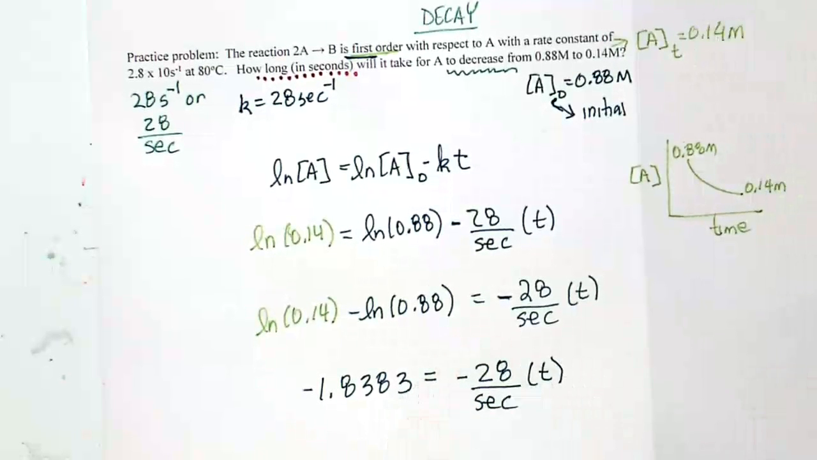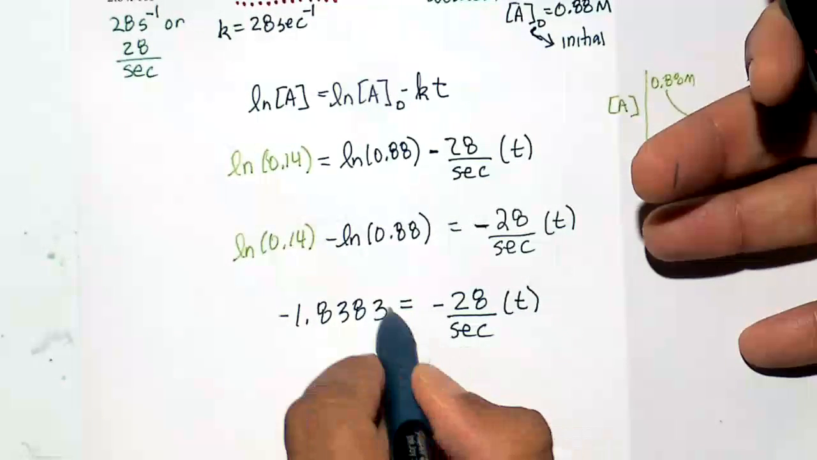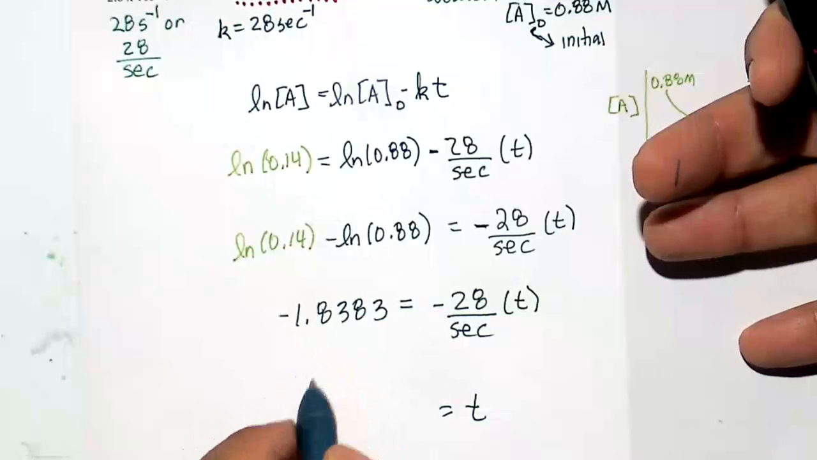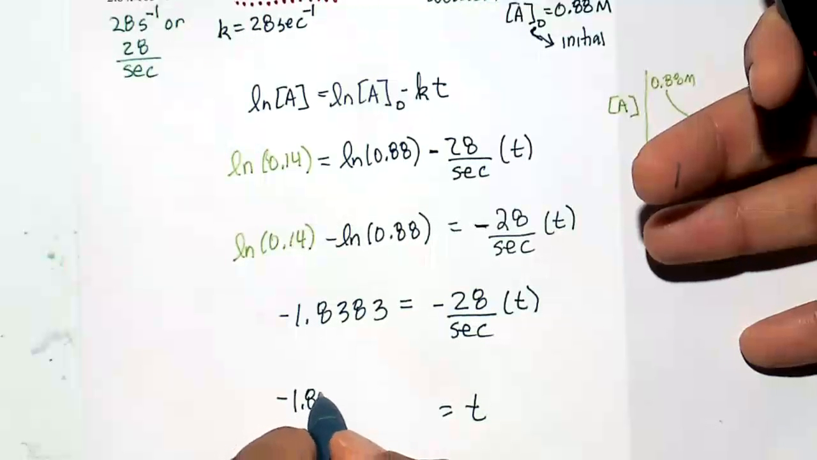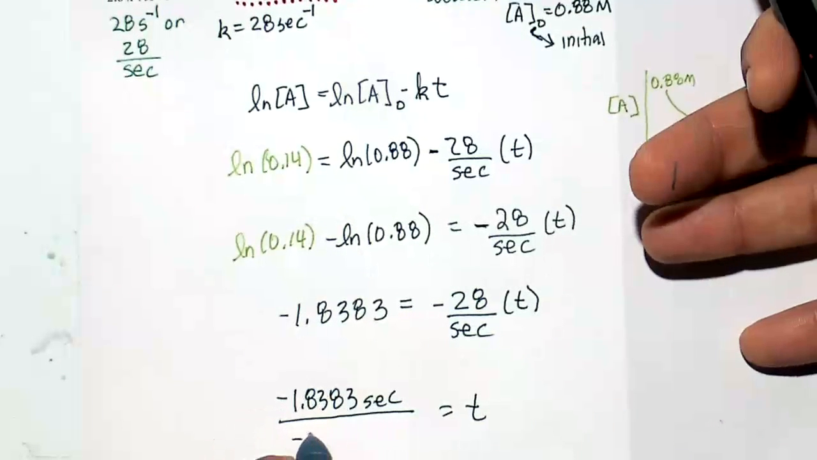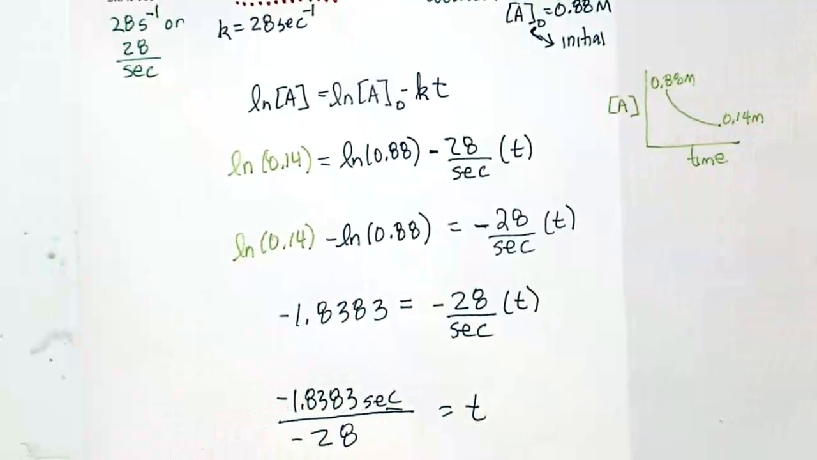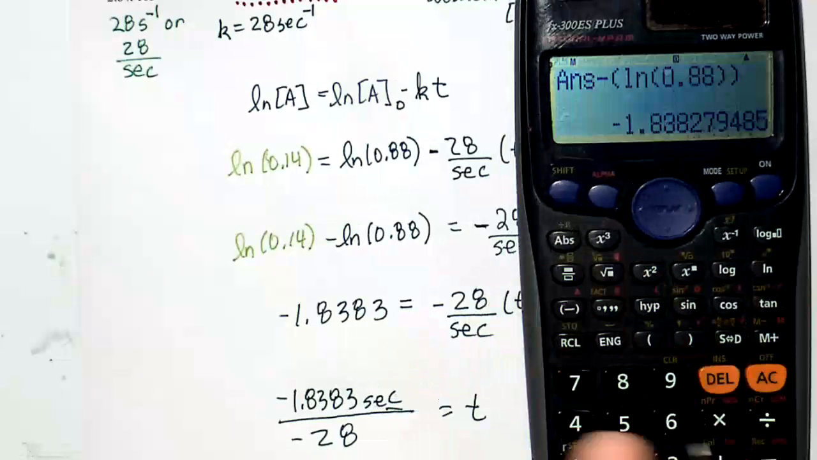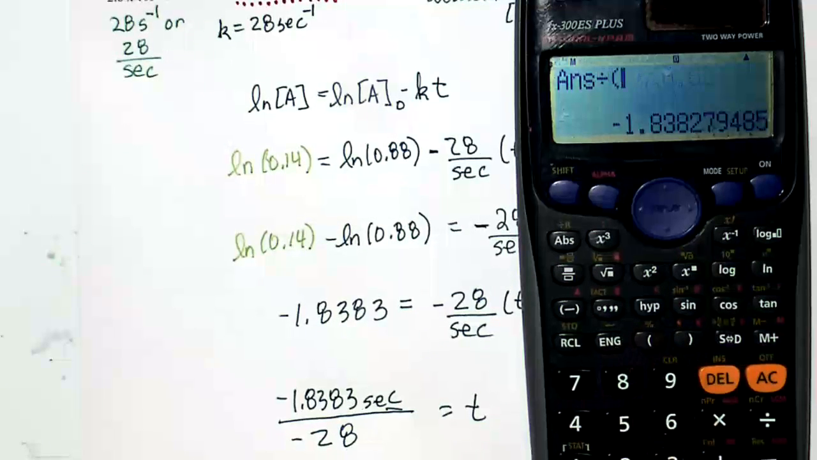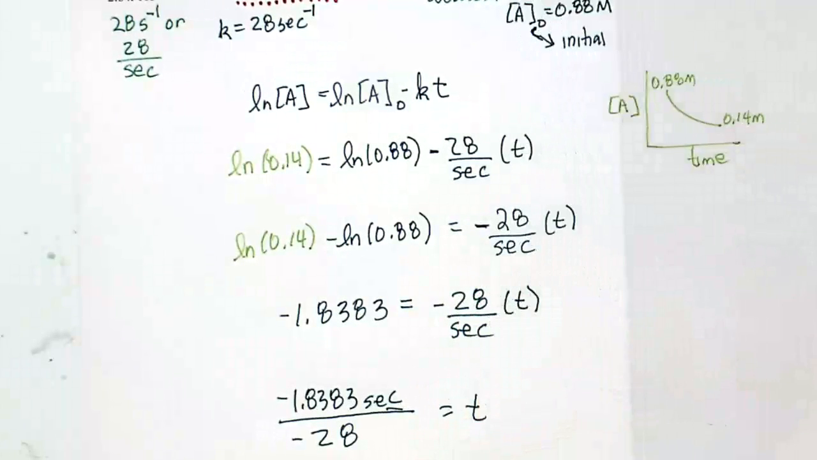All right, let's just cross multiply. The seconds goes here, the minus 28 goes down there. So we have minus 1.838 seconds, divided by minus 28. Notice my units are in seconds. And then the minus cancels. And I'm getting 0.0657 seconds. You can even multiply this by 1,000.